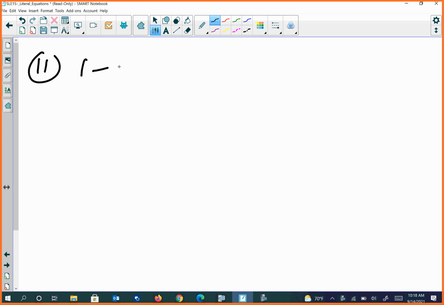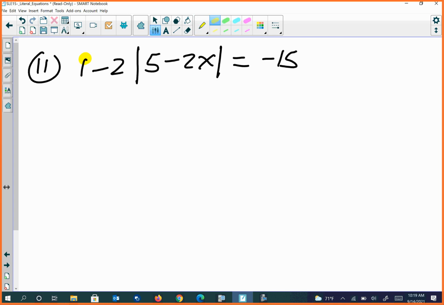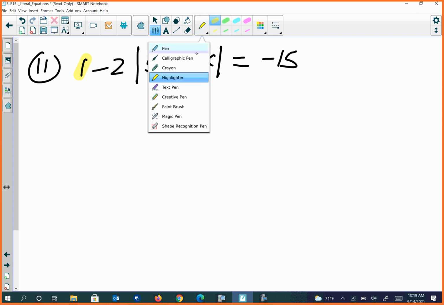So number 11. The biggest error that takes place on this type of problem has to do with parentheses as well. So many students want to go 1 minus 2 first. And I understand if there was nothing else there, 1 minus 2 all day long. But this negative 2 is being attached to this absolute value, which means I cannot go 1 minus 2 first. So I want to get rid of that 1. That 1 right there cannot be combined.